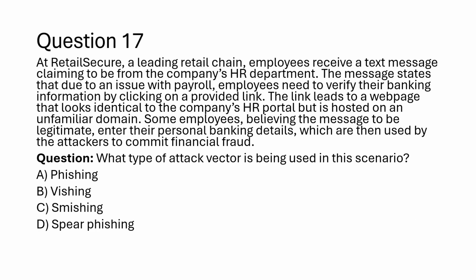Question 17. At Retail Secure, a leading retail chain, employees received a text message claiming to be from the company's HR department. The message states that due to an issue with payroll, employees need to verify their banking information by clicking on a provided link. The link leads to a web page that looks identical to the company's HR portal, but is hosted on an unfamiliar domain. Some employees, believing the message to be legitimate, enter their personal banking details, which are then used by the attackers to commit financial fraud. What type of attack vector is being used in this scenario?